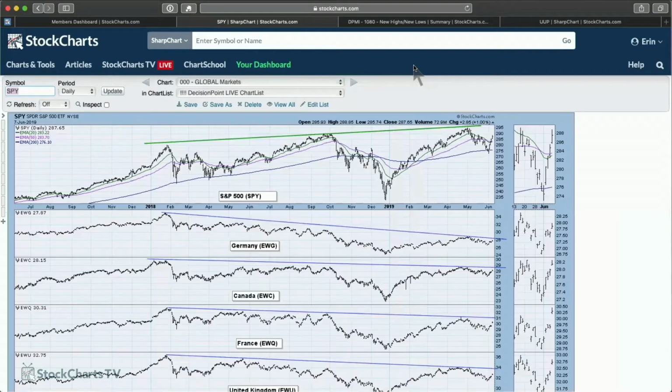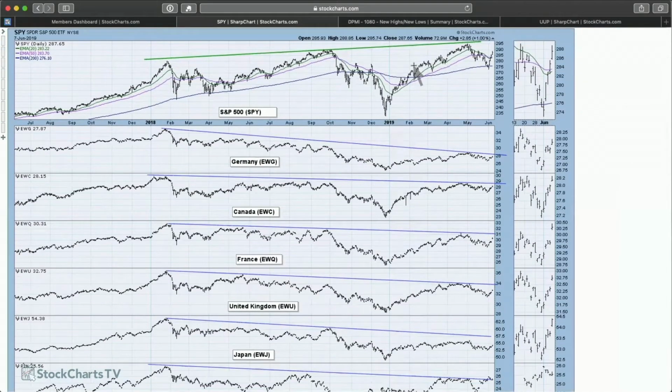Global markets, how are we looking here? We look at all the various ETFs. Note here the rising trend. We don't usually mark rising tops, but it's really going to give you an idea that it is a rising trend.